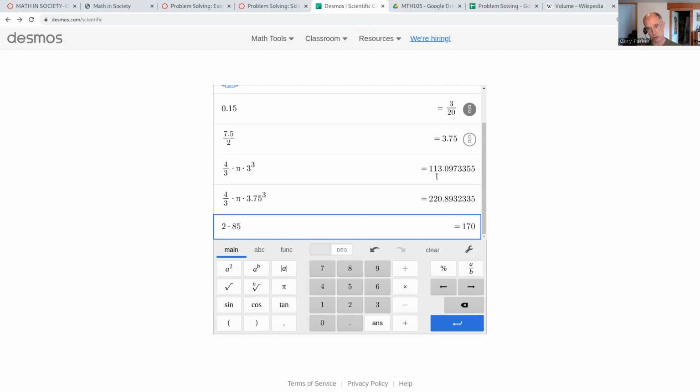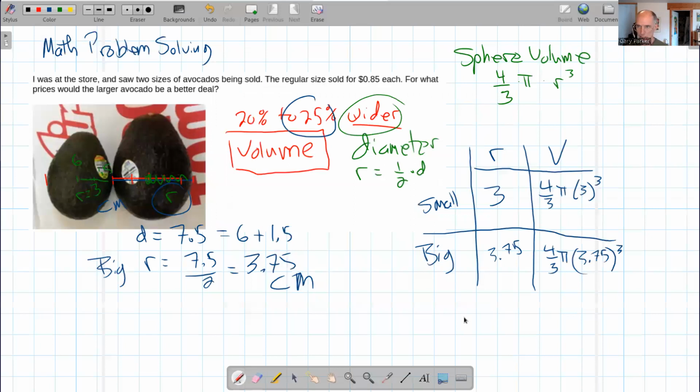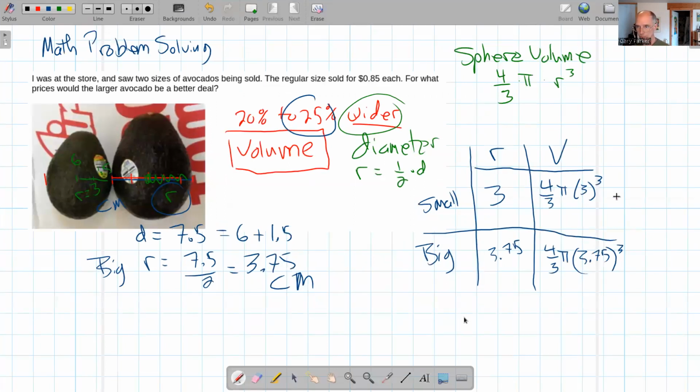And just double check, right? If you double 113, what does that give you? 226. So it's not quite double. The big one is not quite double. All right, let's put this in our notebook. Let's go to no decimal places, 113 and 221. All right, helps to write things down to think about. So this one here is 113 cubic centimeters, and this one here was 221 cubic centimeters. So almost twice as big.